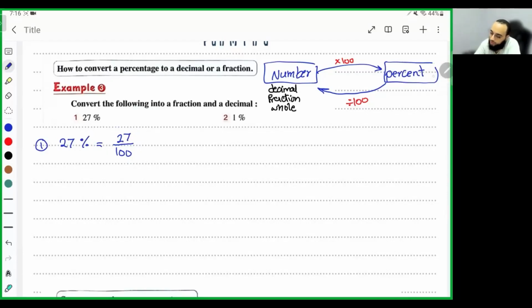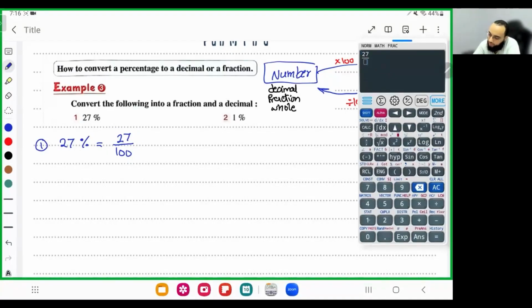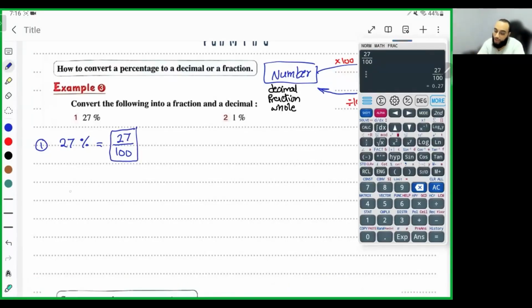Do it with the calculator. 27 over 100. I run it on the calculator and it tells me the same thing, 27 over 100. So there is no simplifying. This is the simplest form. If it is a fraction, then this is the answer. But he asked me to convert into what? Into a decimal. So 27 over 100 as a decimal equals what?